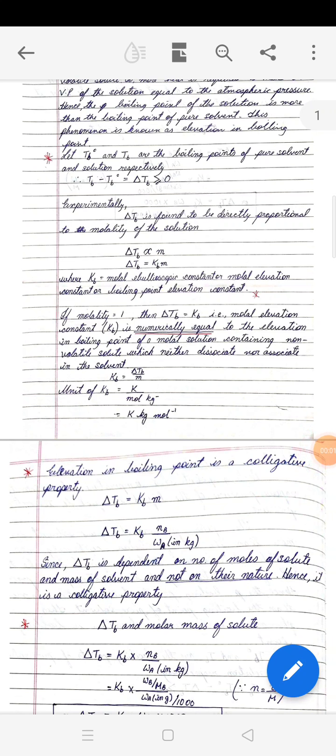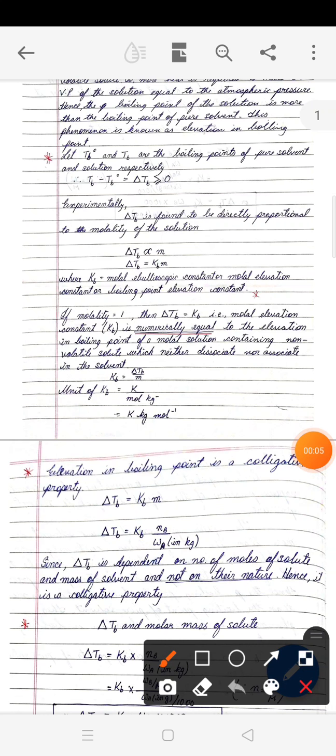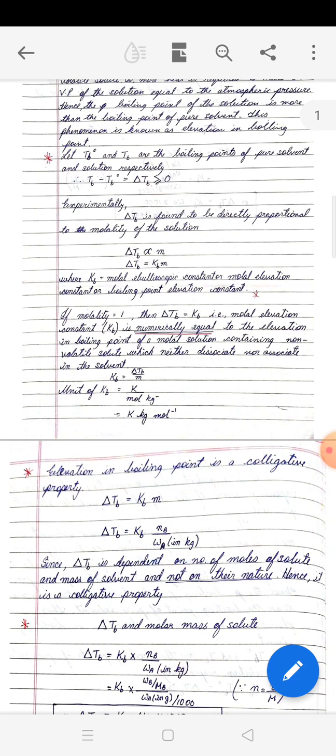Alright, let's continue. So delta TB is coming to be Kb into m. We are replacing m by Nb divided by Wa, and remember Wa has to be in kg, because how we define molality is number of moles of solute in 1 kg of solvent. Then delta TB depends on the number of moles of solute and mass of the solvent and not on their nature, hence it's a colligative property.